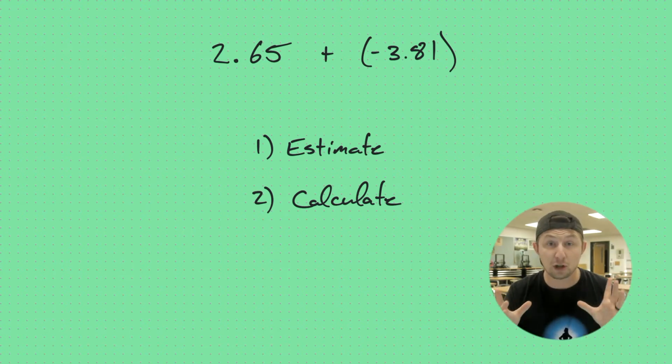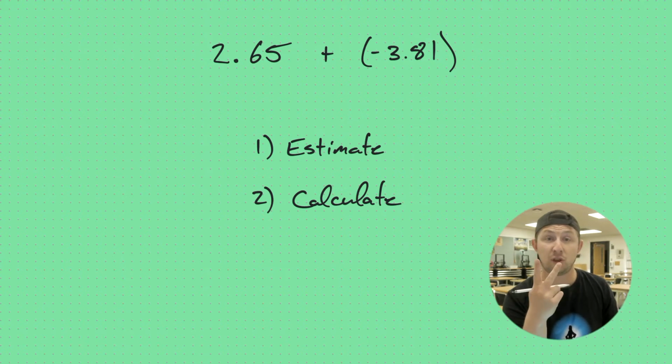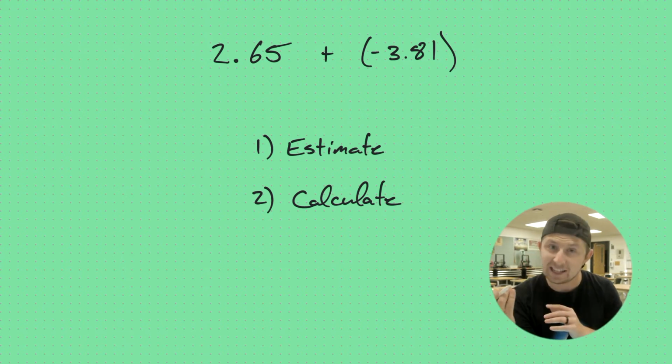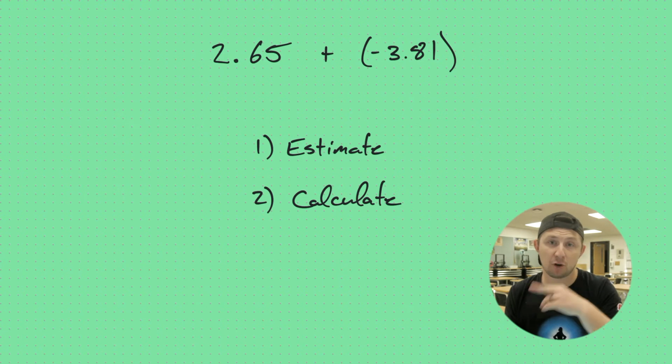So here's what we're gonna do. We're gonna take this problem here. So this guy here is 2.65 plus a negative 3.81. We're gonna do two things. One, we're gonna practice estimating, all right? So we're gonna estimate what this value is gonna turn out to be, and then we're gonna actually calculate it. That's our process. We're gonna estimate first, and then we're gonna go ahead and practice calculating.